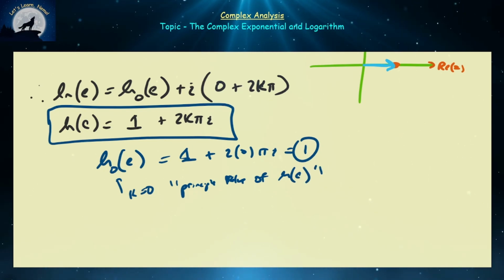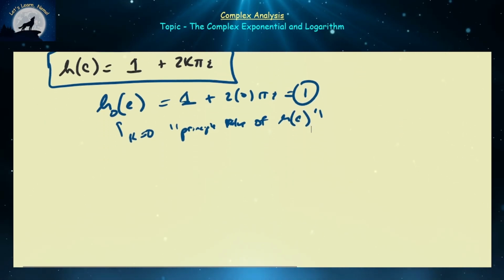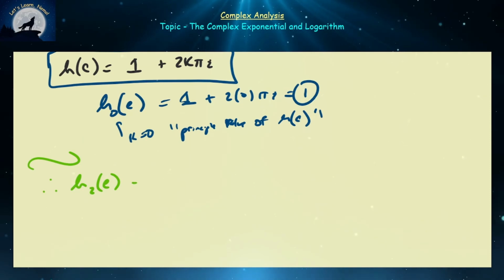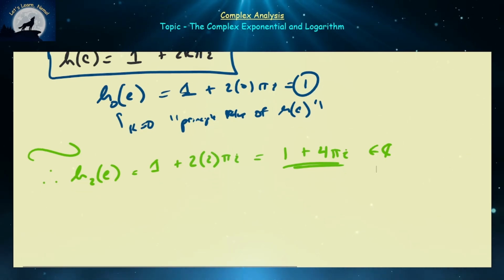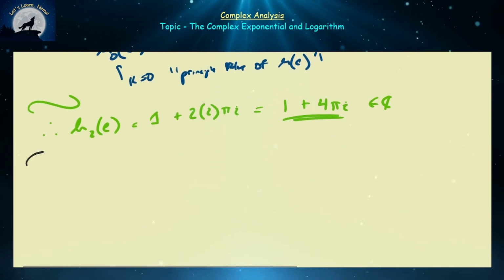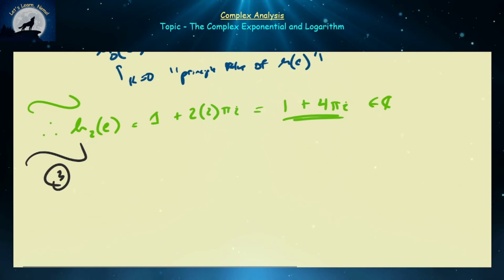Okay, but you can of course take other branches of e. For example, if I say what is the second branch of the natural log of e, well that's just going to be equal to 1 plus 2 times 2 pi i, which is going to be 1 plus 4 pi i, which obviously is a number that's not real but completely complex. Now let's look at just another one, just to make sure we understand.